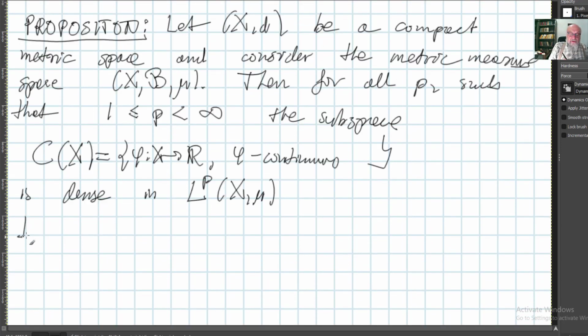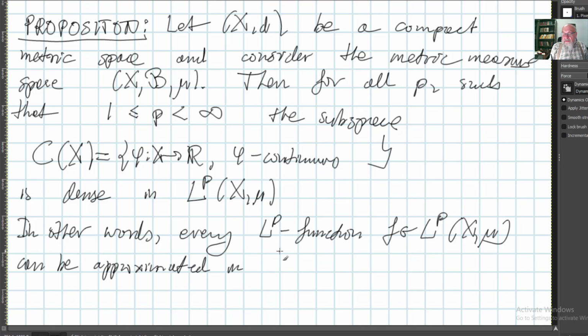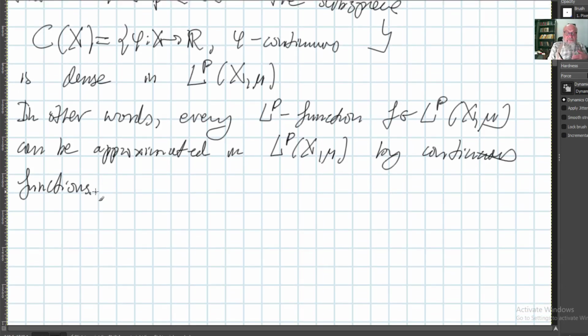In other words, every L^p function, call this f belonging to L^p(X, mu), can be approximated in this space L^p(X, mu) by continuous functions. And the proof is not difficult.